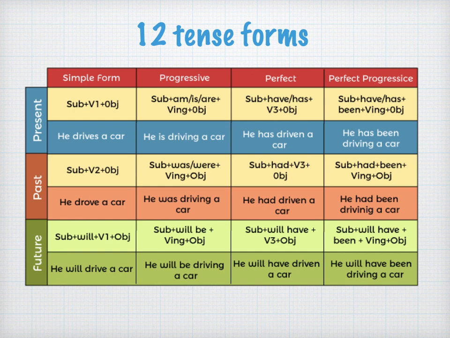The first one, simple present, present progressive, present perfect, and present perfect progressive. Now with past, we have simple past, past progressive, past perfect, past perfect progressive. Now with future, we have simple future, future progressive or future continuous, future perfect, and future perfect progressive. So altogether we have got 12 tense forms.